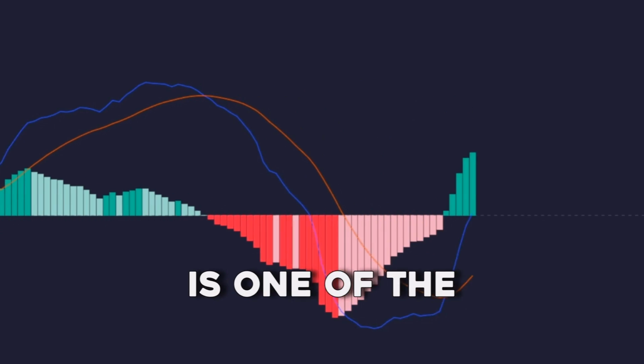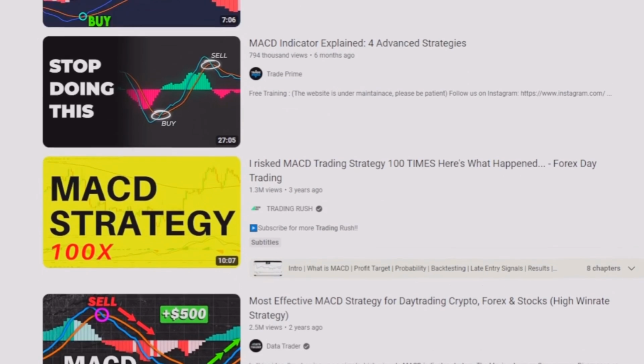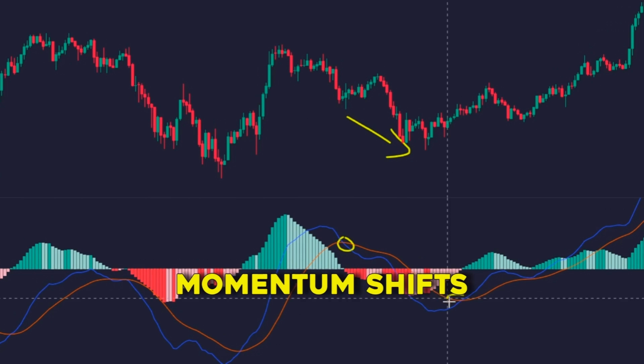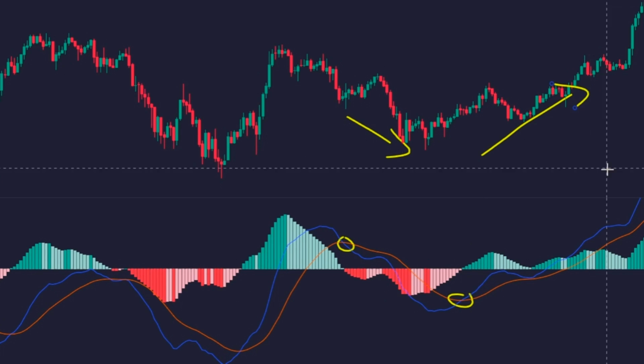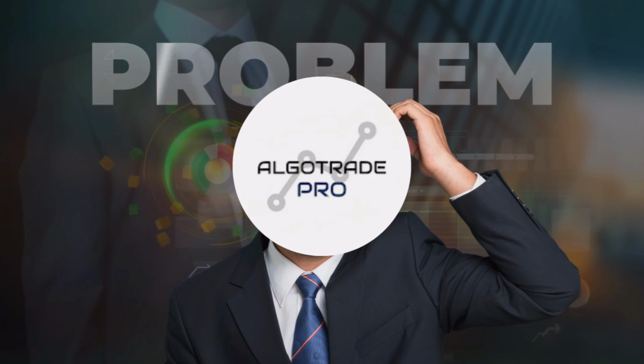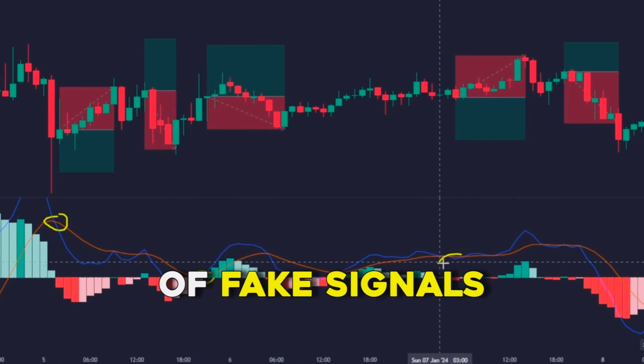The MACD is one of the most popular indicators that traders use, which is used to identify potential trend reversals and momentum shifts in financial markets. However, similar to other popular tools, this indicator has a major problem. It gives a lot of fake signals.